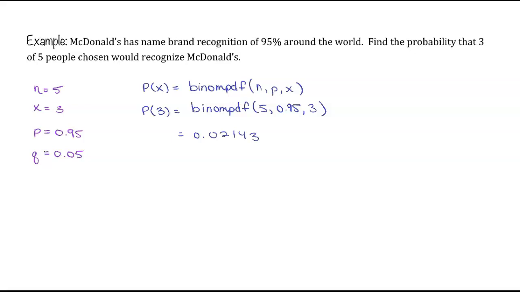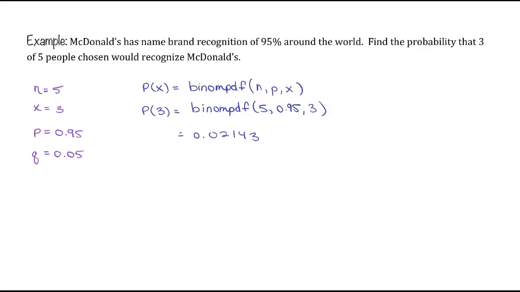So the probability of exactly 3 out of 5 randomly selected people recognizing McDonald's is 0.02143. If 95% of people around the world recognize McDonald's, why is this number so low? We are finding the probability that exactly 3 out of those 5 people recognize McDonald's, not at least 3. In other words, we also found the probability that when randomly selecting 5 people, 2 of them will not recognize McDonald's. That's why the probability is so low.